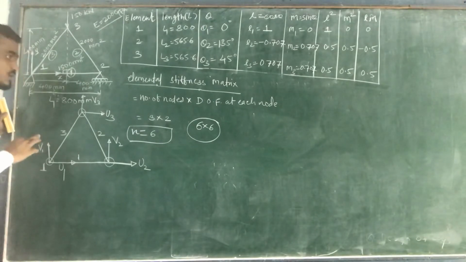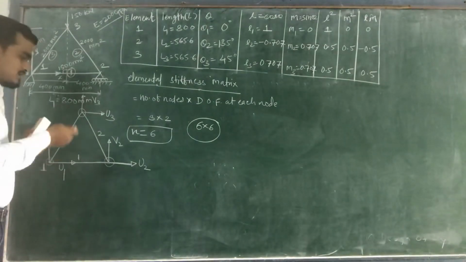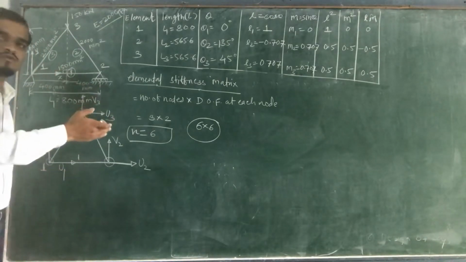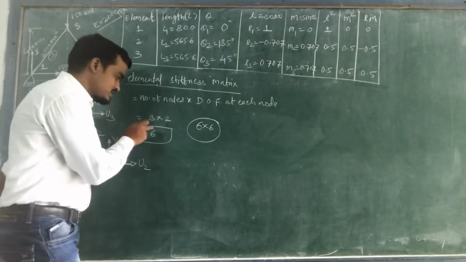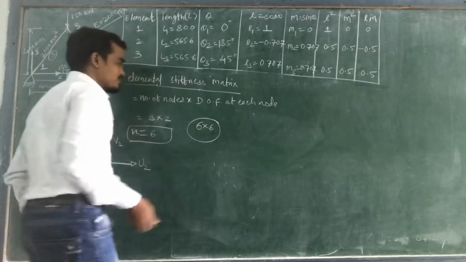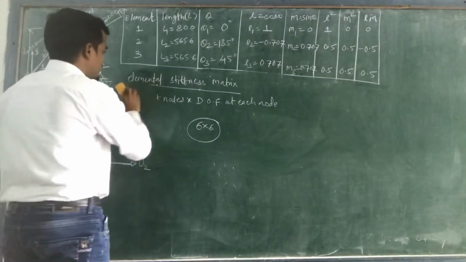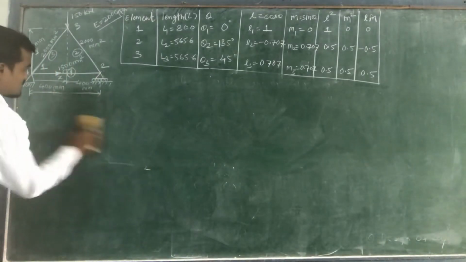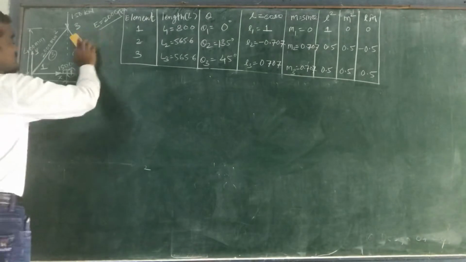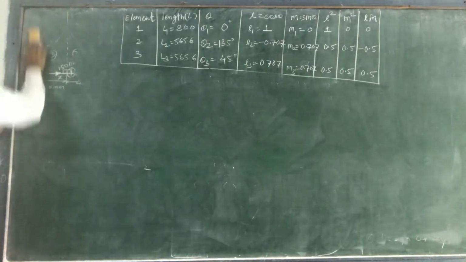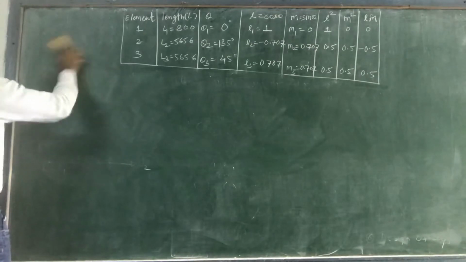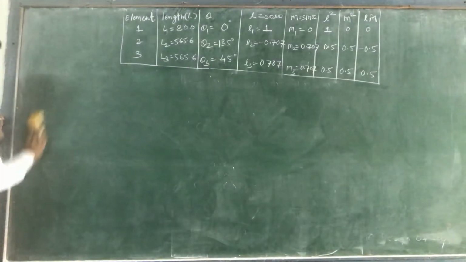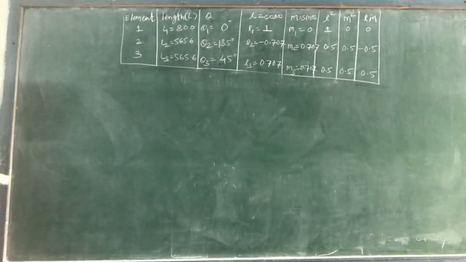Okay, so in this way, we will first find out the elemental stiffness matrix for each element, then we will construct our global stiffness matrix. Here the order of the global stiffness matrix will become 6 by 6. Okay, so first find out elemental stiffness matrices. I will find out here. Here we got all these values from the table, so we don't need this diagram.